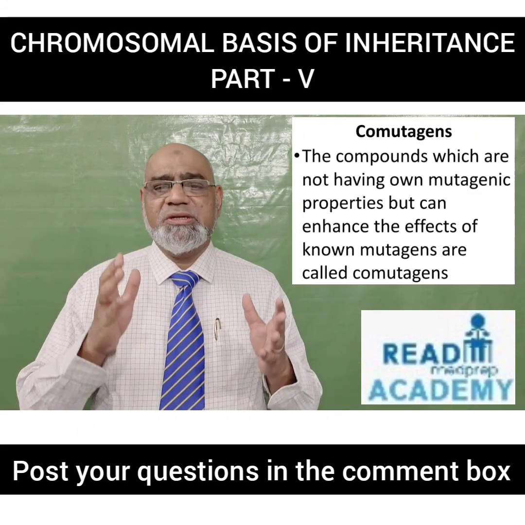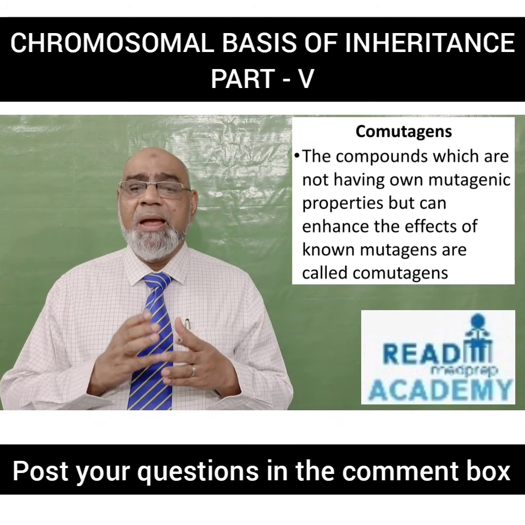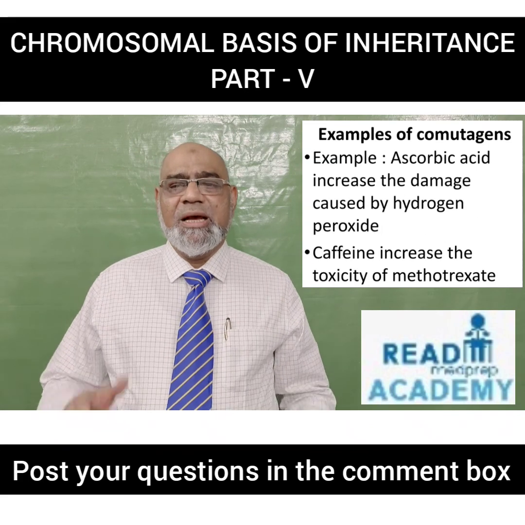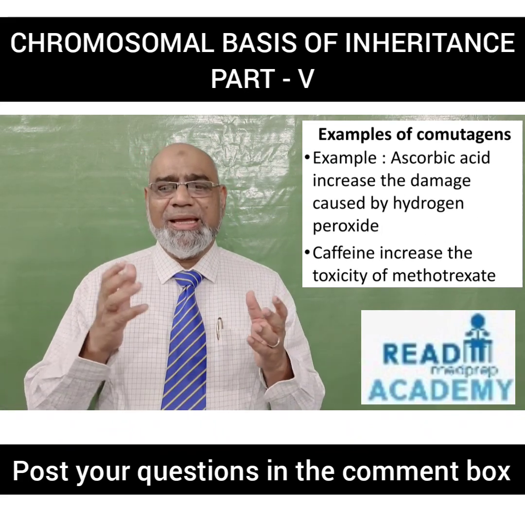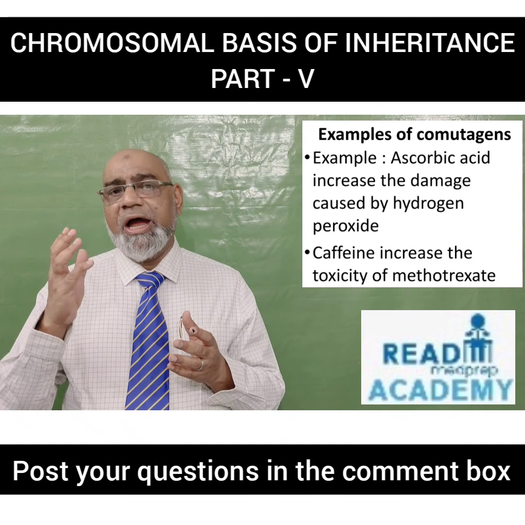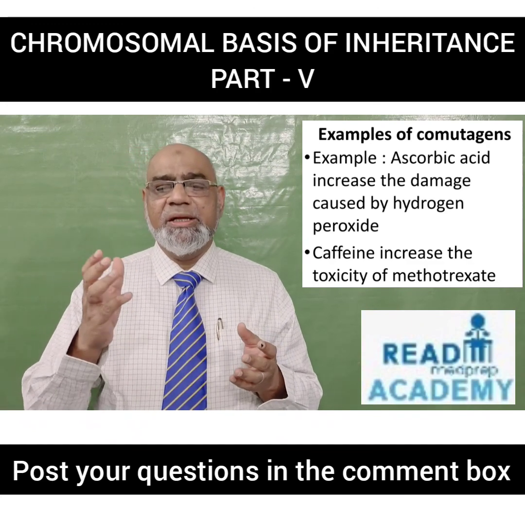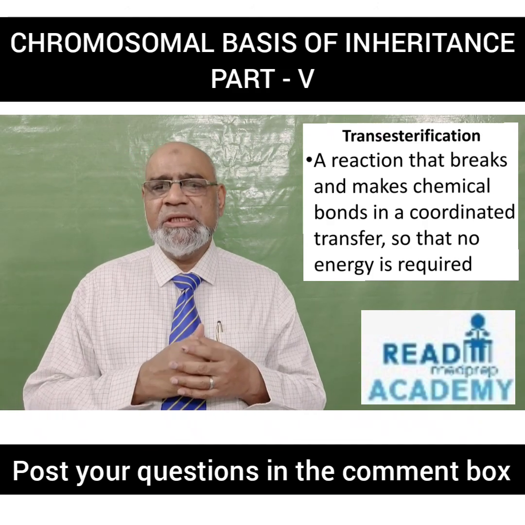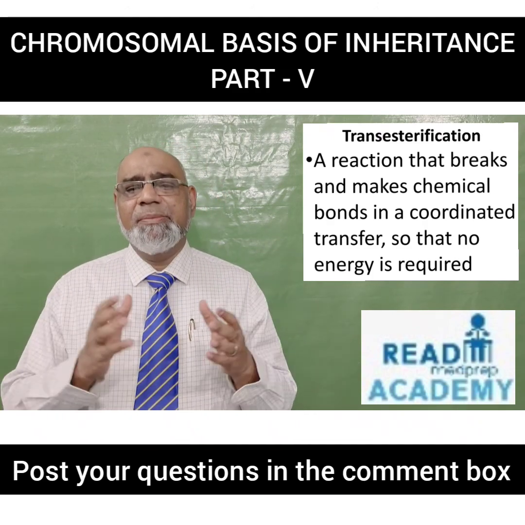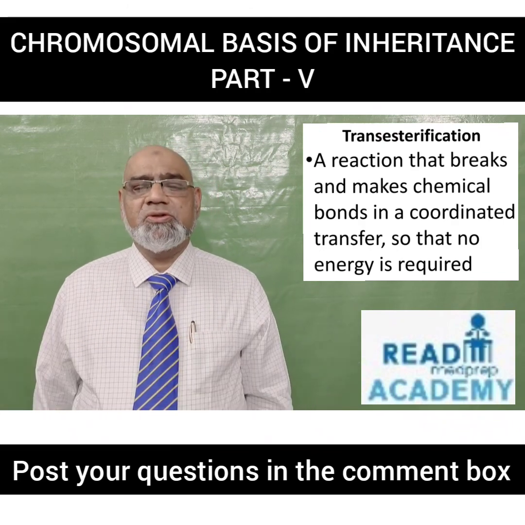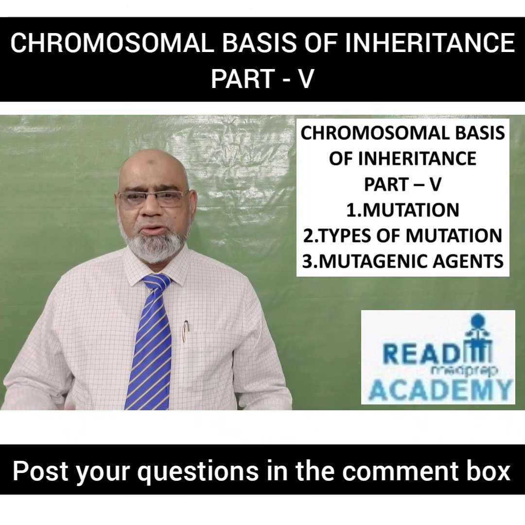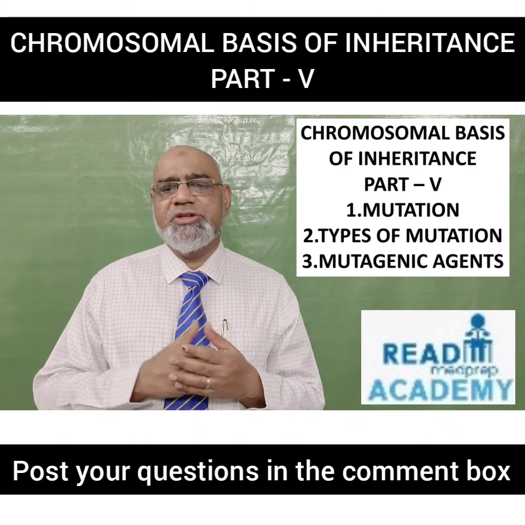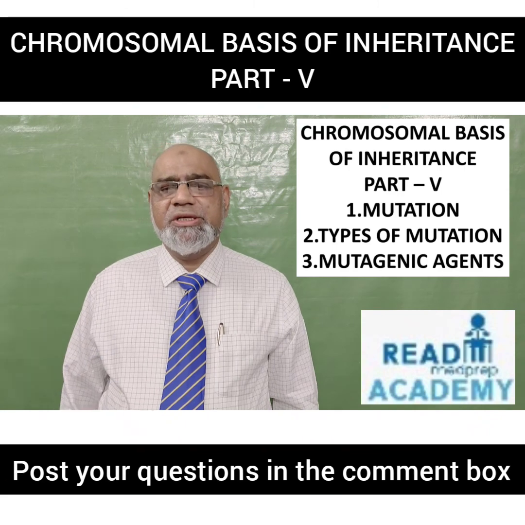The compounds which do not have their own mutagenic properties but can enhance the effects of the known mutagens are called co-mutagens. Examples of co-mutagens: ascorbic acid increases the damage caused by hydrogen peroxide. Caffeine increases the toxicity of methotrexate. What is transesterification? It's a reaction that breaks the chemical bonds in a coordinated transfer so that no energy is required. So today in chromosomal basis of inheritance part 5, we talked about mutation, types of mutation and mutagenic agents.